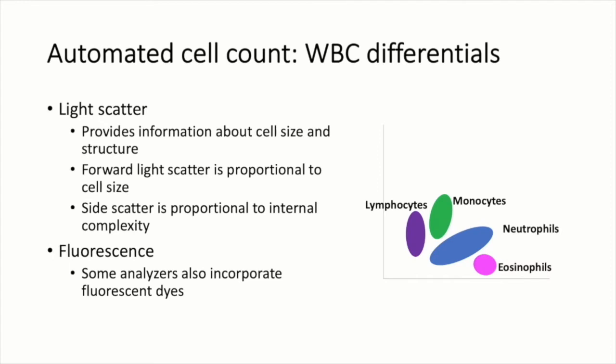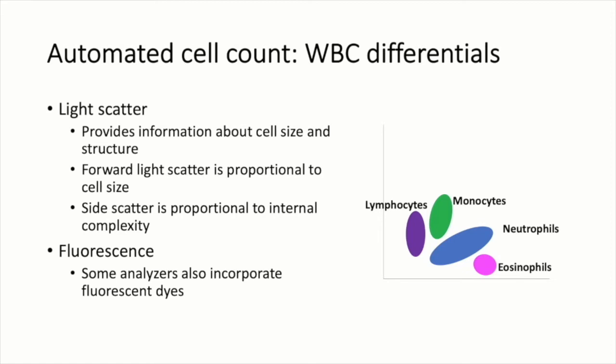In addition to performing a white blood cell count, the hematology analyzer is able to perform an automated differential count to determine what types of white blood cells are present. The analyzer is able to separate out populations of white blood cells based on their light scatter characteristics. Light scatter provides information about the size and structure of the white blood cells.